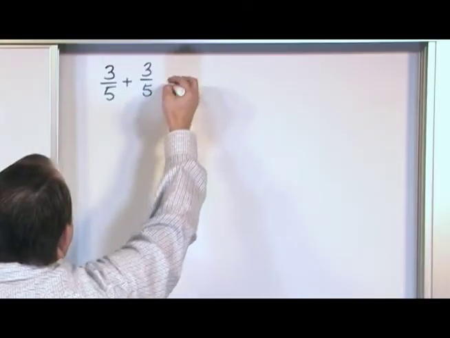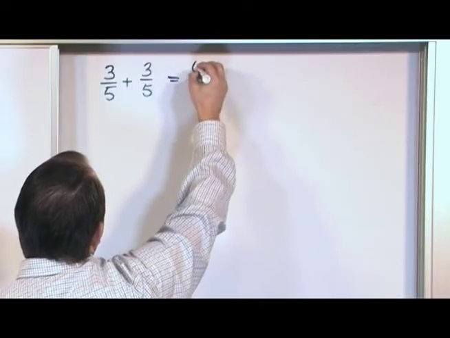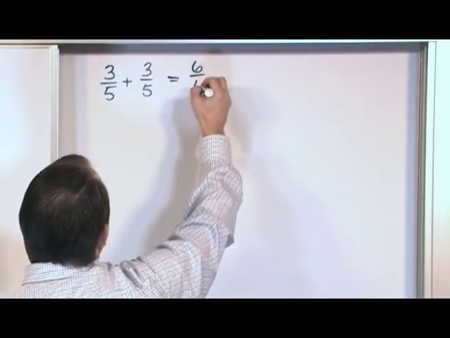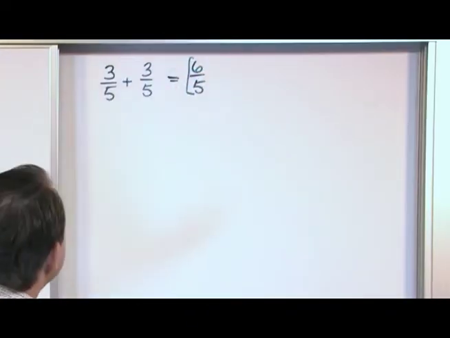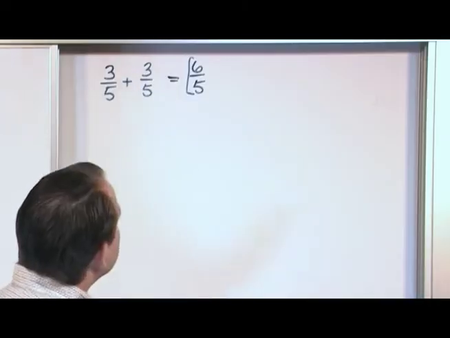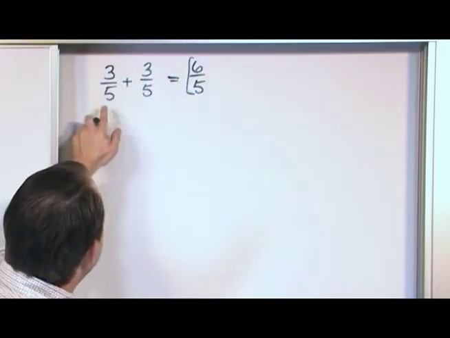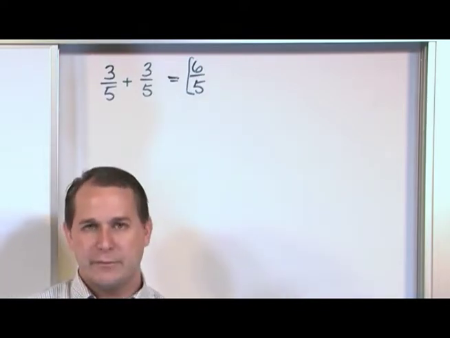If they are the same, all you do is you add the top numbers. 3 plus 3 is 6. And you do not add the bottom ones. You just keep the bottom one. So you're going to get 6/5. You can try to simplify that, but in this case, you can't simplify it anymore, so you're done. Let me say it one more time. You add the top numbers to get the new top number. The bottom numbers, you do not add them. You just keep the bottom numbers.